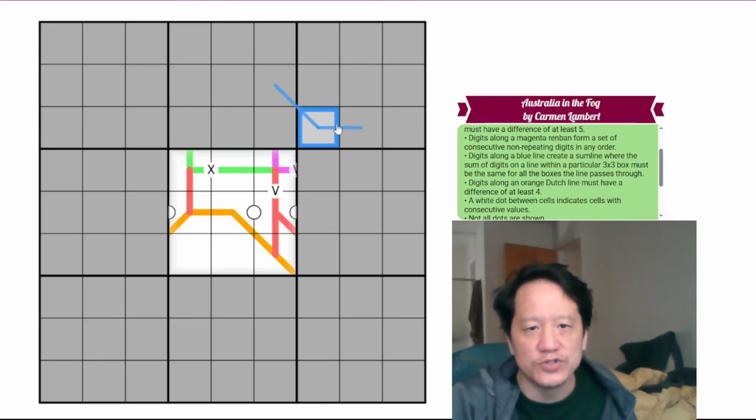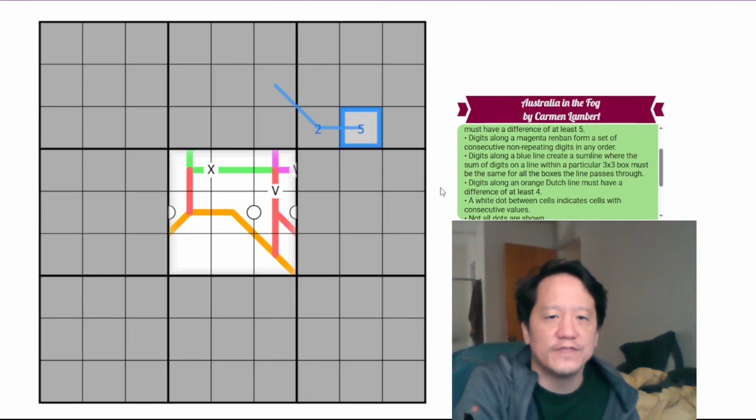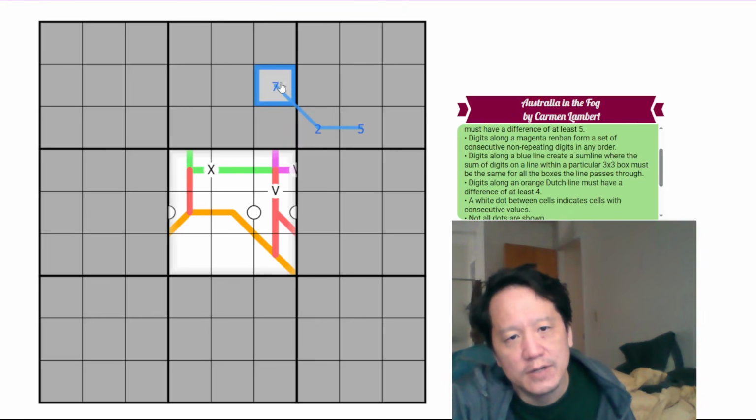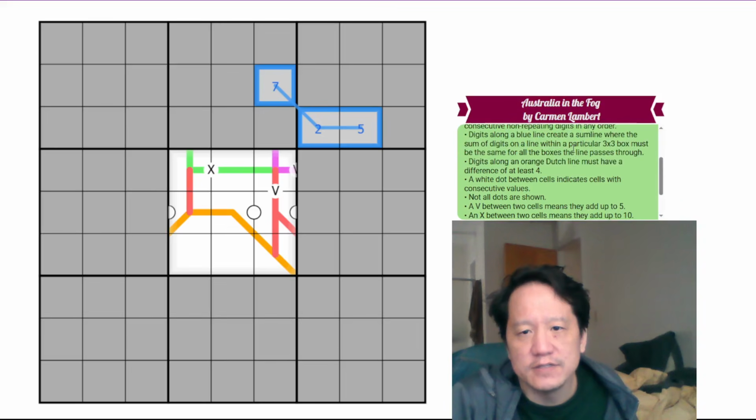So if the box borders divide this line into segments, this is a segment, and this two forms a segment, which must sum to the same sum for each segment, right? So for example, if this were say 2 and 5, then this half would have to be 7, because these must sum up to the same sum, and these are different segments, right? This is a segment and that's a segment because of how the box borders divide the line. And this is otherwise known as a region sum line.